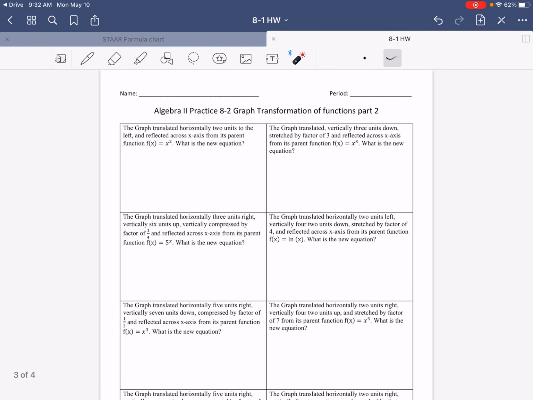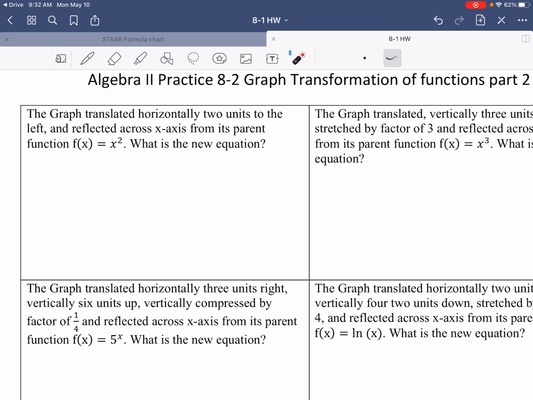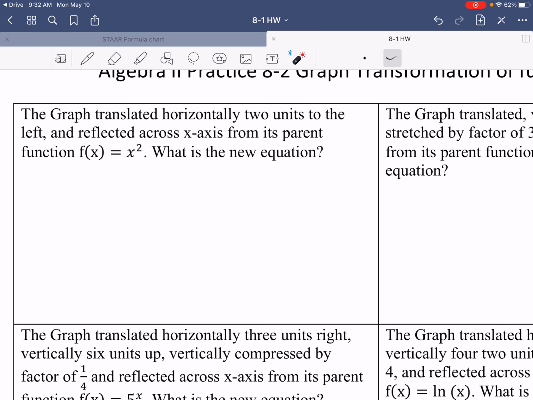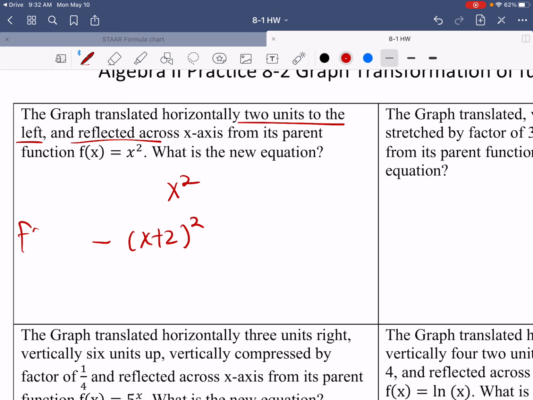So if you think about this one, it's gonna be very fun as well. So 2 units. We start from the x squared. It says what? 2 units to the left. So it should be x plus 2 because it should be the opposite. It says reflected. And that's it, right?